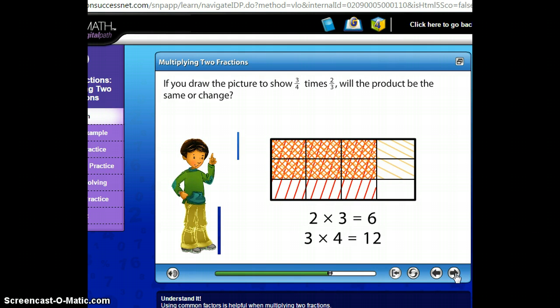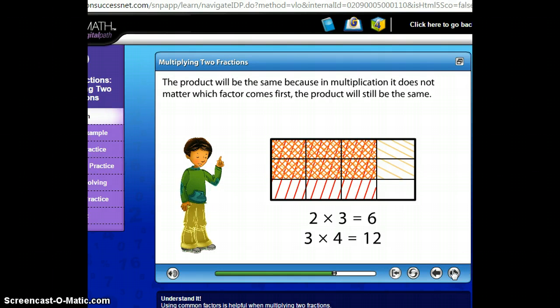If you draw the picture to show 3/4 times 2/3, will the product be the same or change? Same. It will be the same. The product will be the same because in multiplication it does not matter which factor comes first. The product will still be the same. And we learned that a long time ago. 2 times 4 is the same as 4 times 2. Same thing works with fractions. Yes. In fourth grade, we had these properties, and it was the commutative property where you could just switch it and it was still equal. Very good, Dylan.